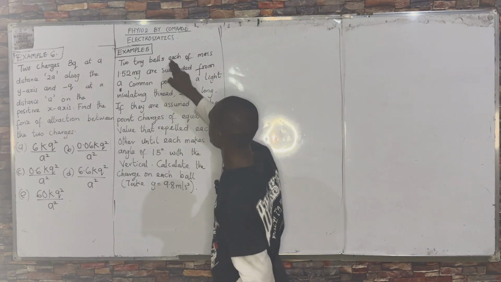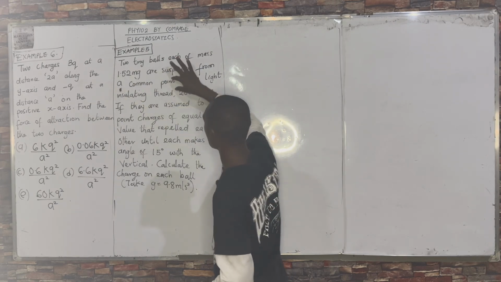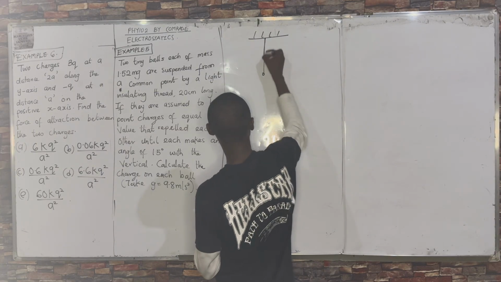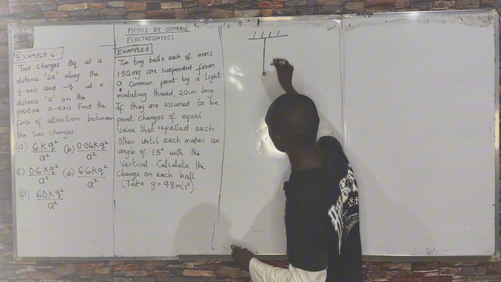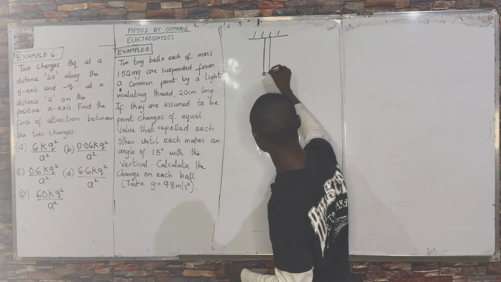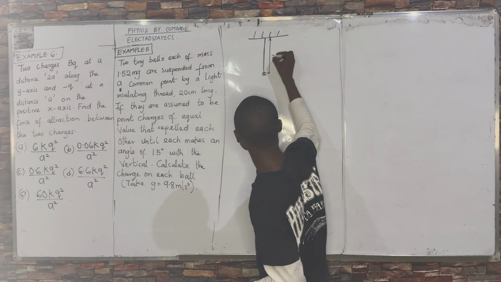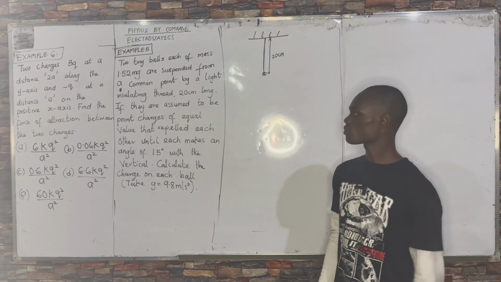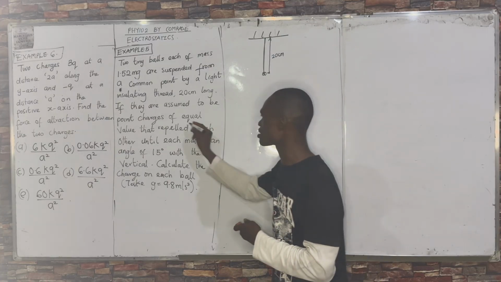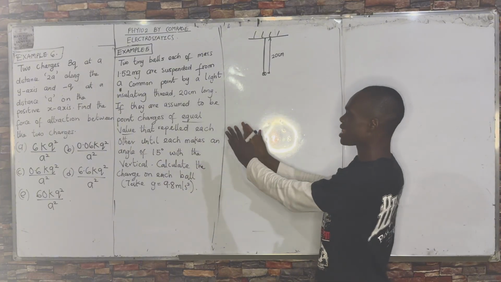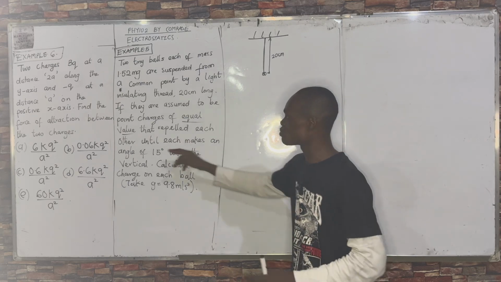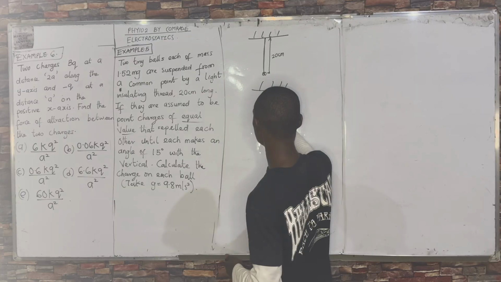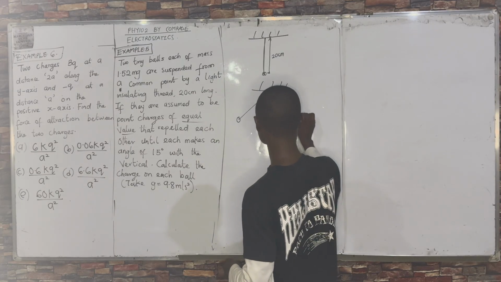Two tiny balls, each of this mass, are suspended from a common point. So you have a common point and two tiny balls, something like this. The thread is 20 centimeters long. They are point charges of equal value, so don't forget the charges are equal. They repel each other until each makes an angle of 15 degrees. So I have something like this, and they keep repelling each other.